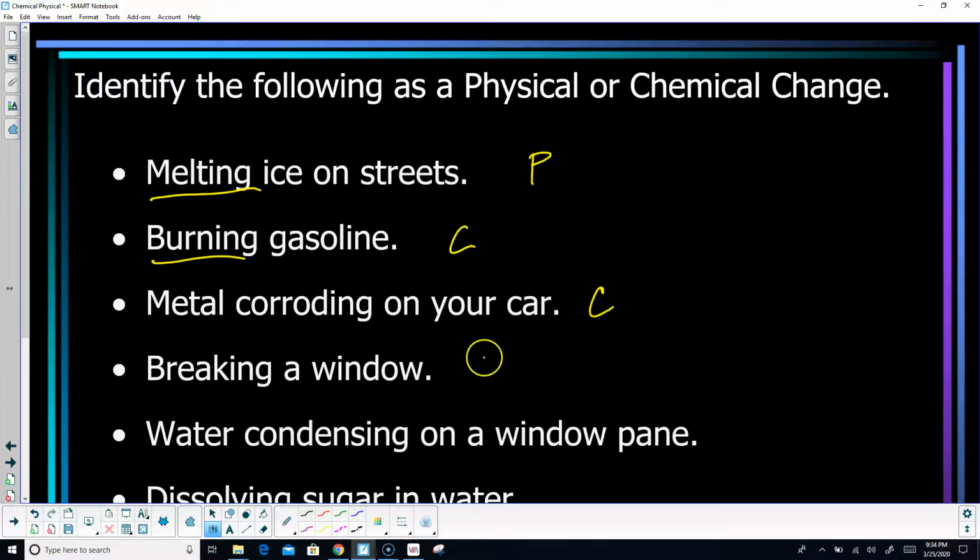Breaking a window, that's going to be physical. Okay, because if you put a baseball through a window, it's still glass. Okay, it's still the same silicon oxide compound. It's just in a different form. You can actually reform it into a window. They recycle glass all the time. They heat it up and pour it into whatever new glass product they're going to use.